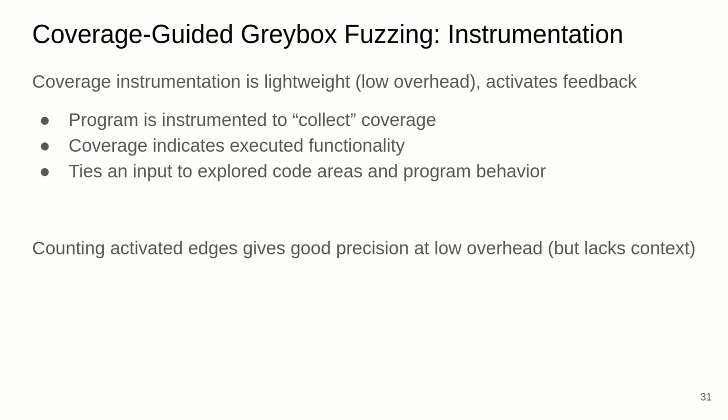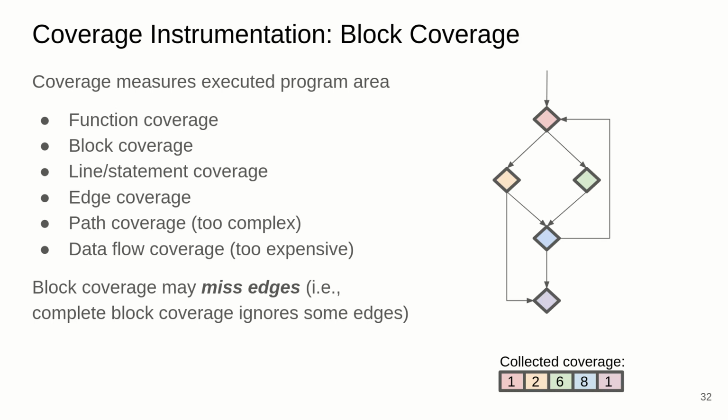For that, we need some form of instrumentation, right? So the coverage instrumentation needs to be lightweight and give us feedback on which parts of the program have been executed. So the coverage indicates this functionality and ties an input to explored code areas and program behavior. Counting the number of edges gives good precision at low overhead, but then lacks context. And we'll get into this in a bit. So coverage instrumentation that is most commonly used is some form of block coverage, or at the level of basic blocks. But it could also be which functions are executed, which blocks, which lines, which edges, which paths, data flow, and whatnot.